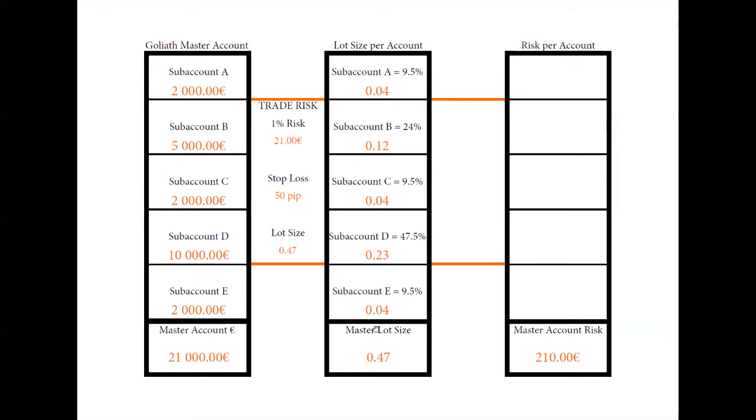In this case, no account is left out. So as the account grows, the problem of being left out of one position, and that non-trading account having to circle, doesn't happen anymore. So this means that sub-account A would be risking 20 euros, B would be risking 50, C 20, D 100, and E 20 again, which means overall 210 euros.